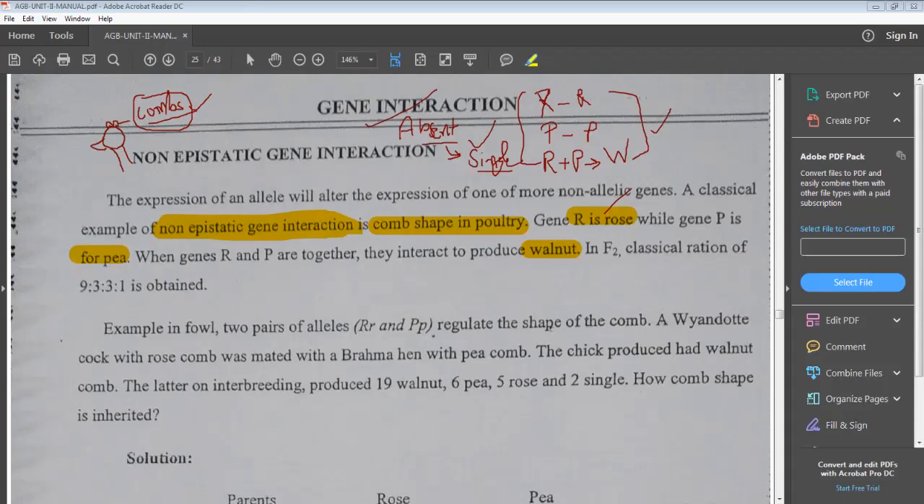Again, R is rose comb, P is for the pea comb. When genes P and R are together, they interact to produce the walnut comb. In the classical ratio in F2, when we cross these, we get a 9:3:3:1 ratio. This is the classical ratio for non-epistatic gene interaction. We'll move on with the example in fowl.